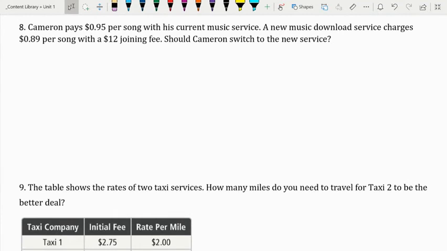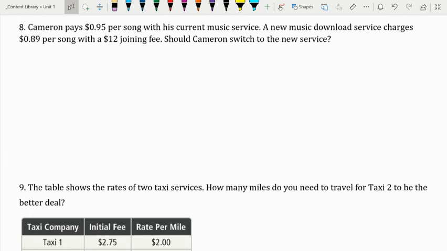So it says Cameron pays 95 cents per song with his current music service. Okay, most of you probably don't know what it's like to buy your music, but I do because I'm old. A new music download service charges 89 cents per song with a $12 joining fee. Should Cameron switch to a new service?